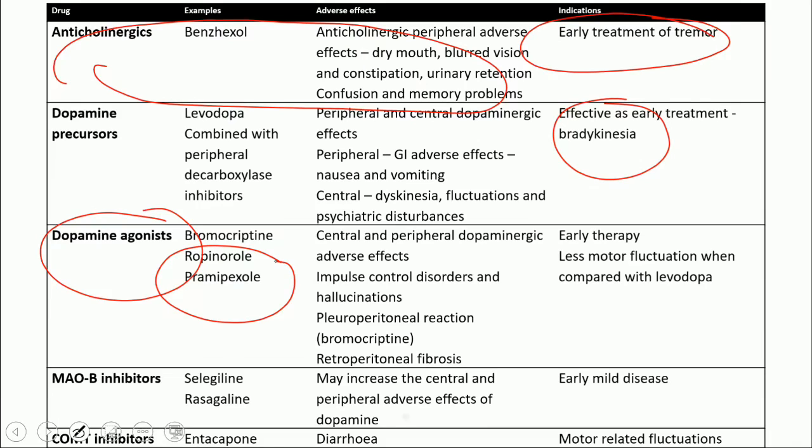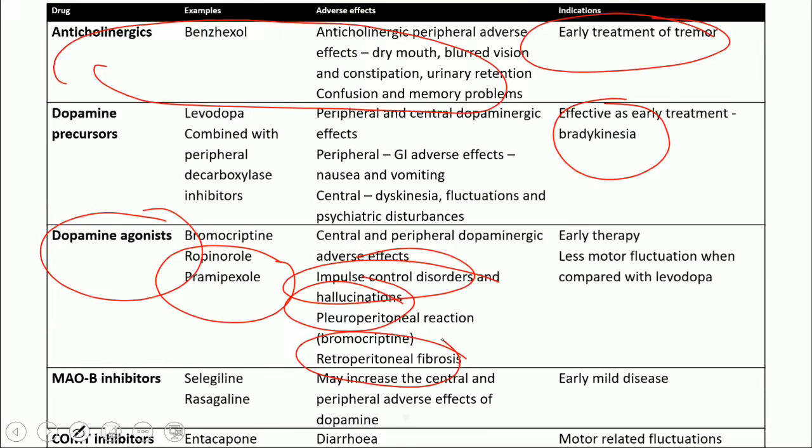Now, there are some unusual side effects that we love to ask for MCQs, especially with dopamine agonists: impulse control disorders, hallucinations. Gambling-like impulse control problems come. These people get gambling issues. Impulse control is the problem. And they can get very unusual retroperitoneal fibrosis with some of these medications. That's a rare side effect.